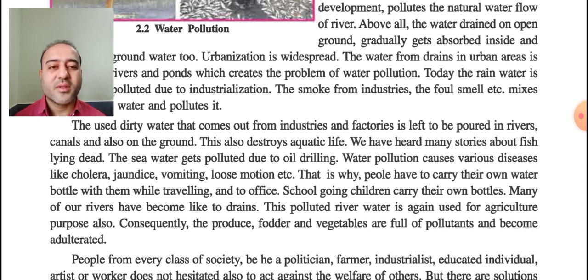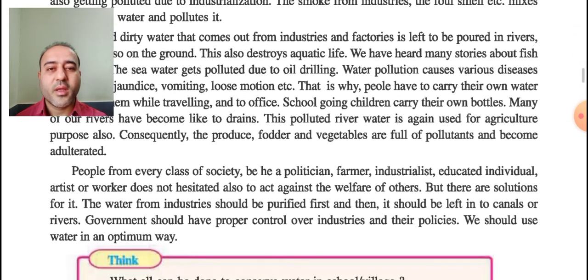So therefore what happens? Consequently, the produce, that means the vegetation, fodder and vegetables, are full of pollutants and they become adulterated. That means the quality of such vegetation deteriorates in such a manner that if we consume those vegetables and everything, then even we may get ill. Okay, so which is very harmful for our body.